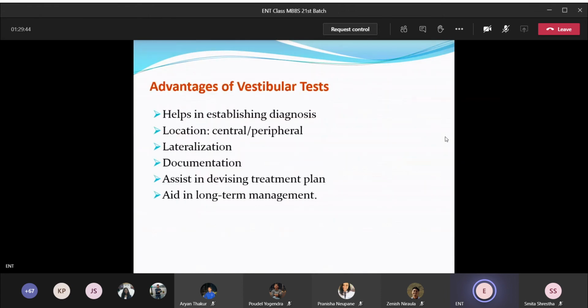The advantages of vestibular tests are that they help in establishing a diagnosis. They help to locate the cause of vertigo, whether it is central or peripheral, for documentation, for lateralization, and they also assist in devising a treatment plan and aid in long-term management.